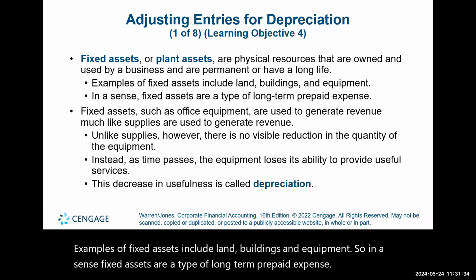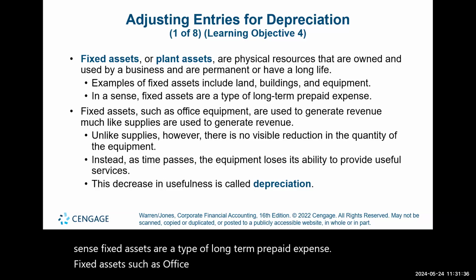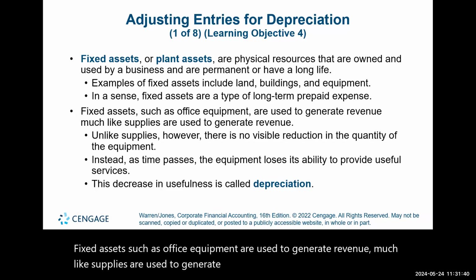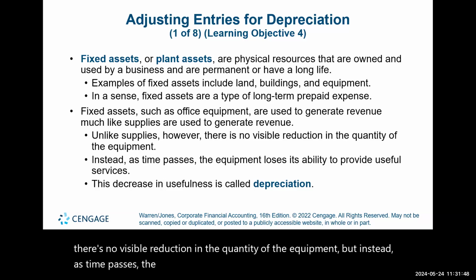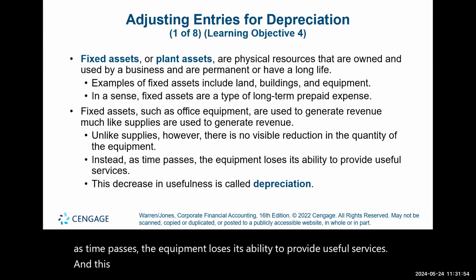Fixed assets such as office equipment are used to generate revenue, much like supplies are used to generate revenue. Unlike supplies, however, there's no visible reduction in the quantity of the equipment. But instead, as time passes, the equipment loses its ability to provide useful services. And this decrease in usefulness is called depreciation.